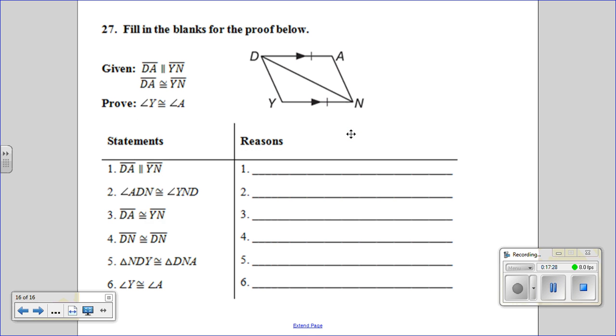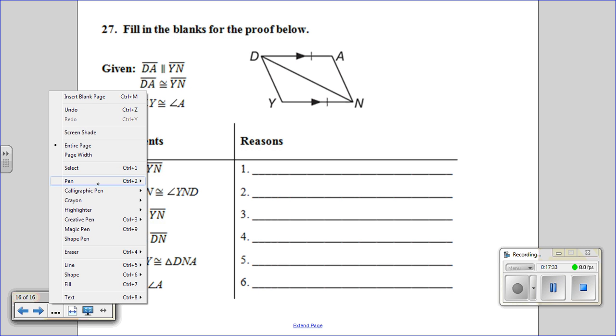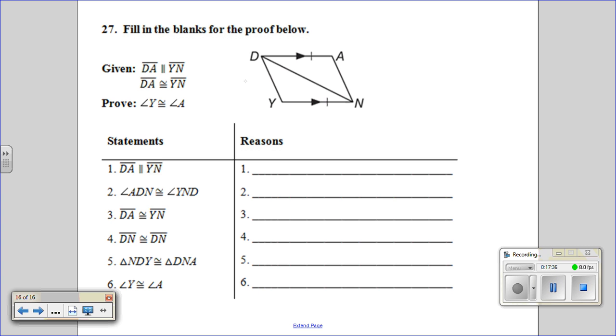And last but not least, number 27. Alrighty, so it wants us to fill in the reasons for the proof. The first reason, always, always, always, is given. Then it tells us that angle ADN, which is here, is congruent to YND, which is here. And that is true because we were told in statement 1 that the two lines are parallel.